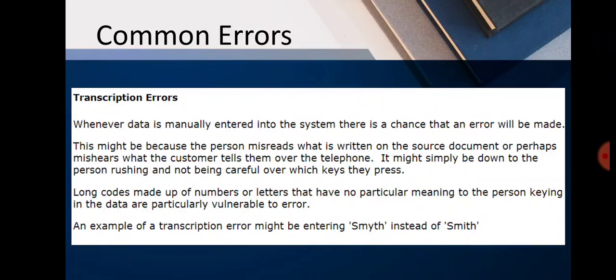This might be because the person misread what is written on the source document, or perhaps misheard what the customer tells them over the telephone. It might simply be down to the person rushing and not being careful over the keys they press. Long codes made of numbers or letters that have no particular meaning to the person keying in the data are particularly vulnerable to error. For example, a transcription error might be like Smith instead of Smyth.